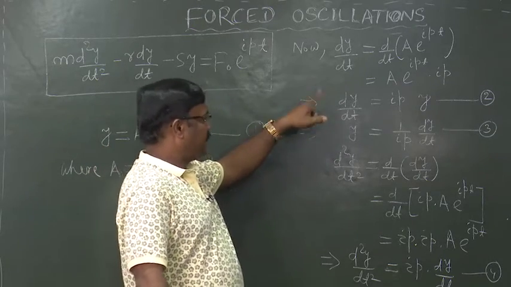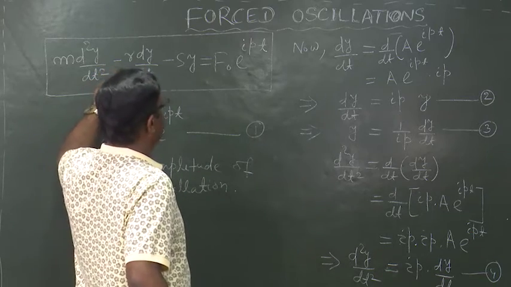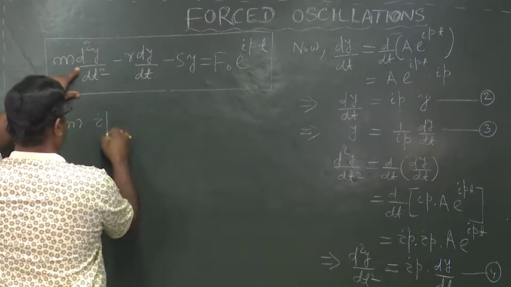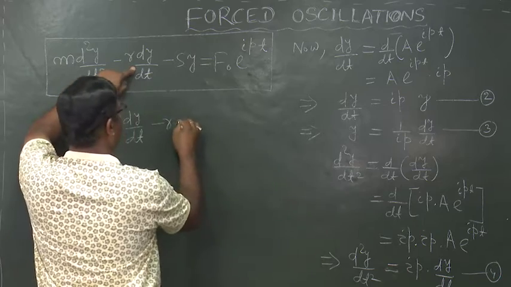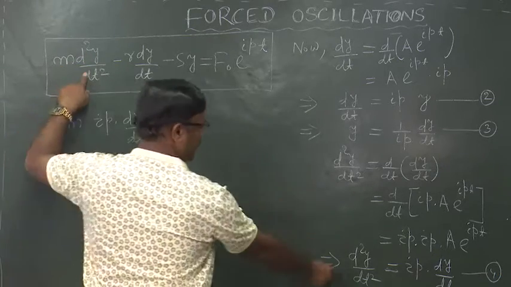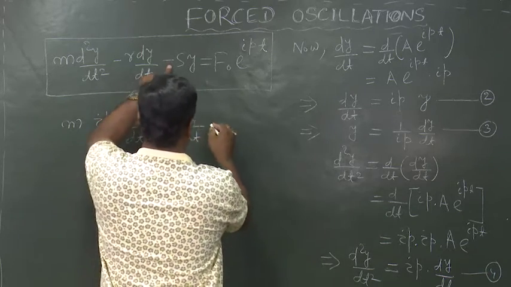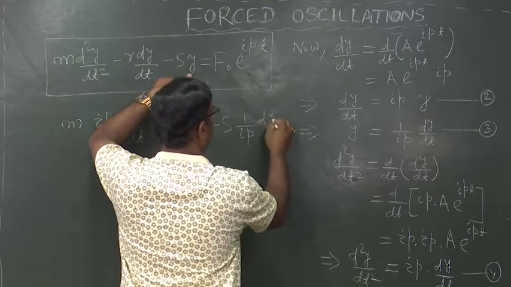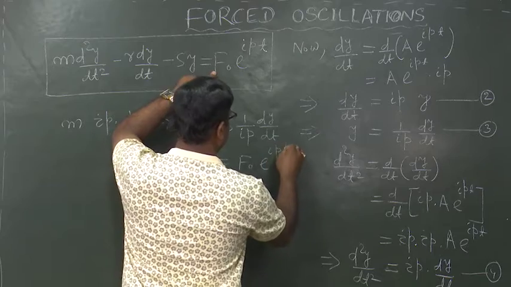Now, putting the values of y, dy by dt and d square y by dt square in this equation, we can write m d square y by dt square, whose value is iP into dy by dt, minus r into dy by dt, minus s into y, whose value is 1 by iP dy by dt, which is equal to f0 e to the power iPt.